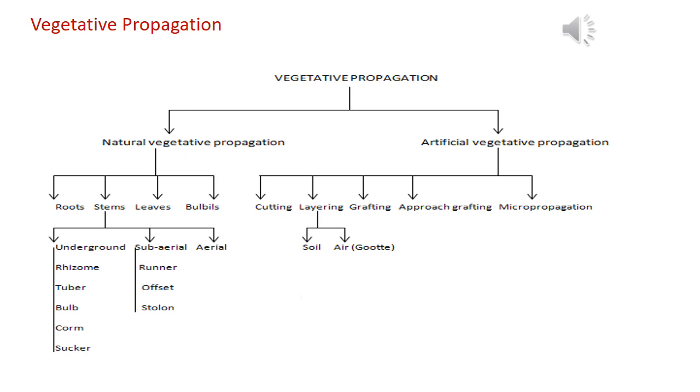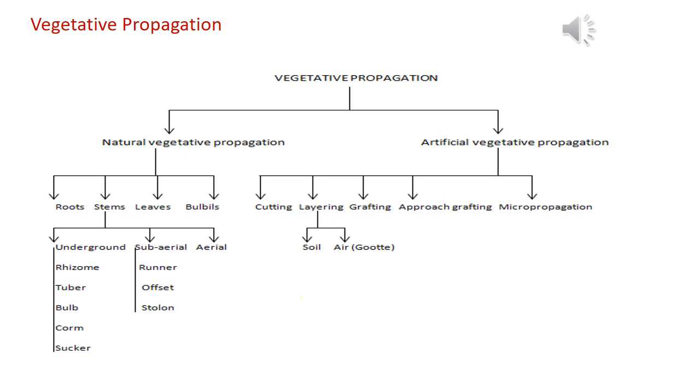Hello, my dear students. In the next slide, you will observe different ways by which we classify vegetative propagation. So, vegetative propagation is mainly classified in two ways. One is called natural vegetative propagation. The other one is called artificial vegetative propagation. As the slide shows, this natural vegetative propagation is further subclassified into roots, stem, leaves, and bulbils. So these are the methods by which natural vegetative propagation actually takes place.